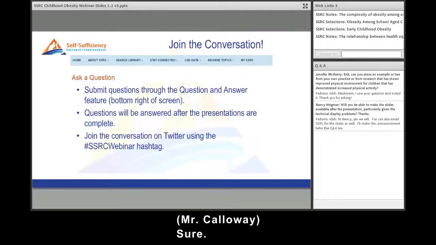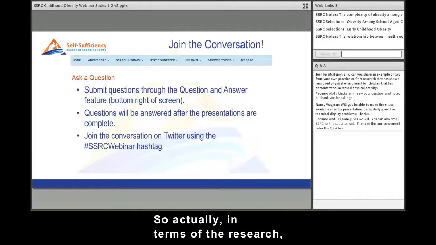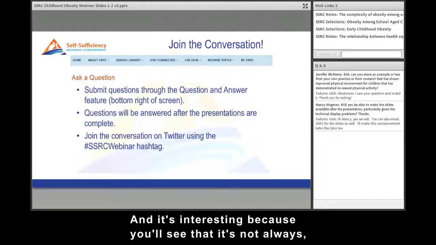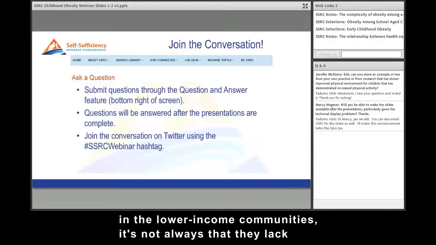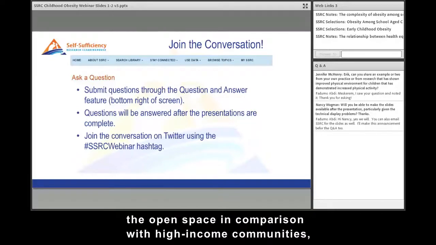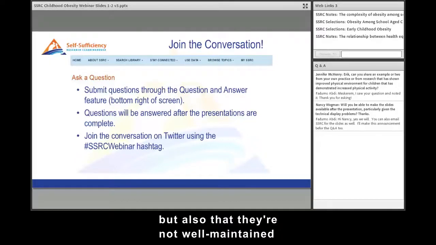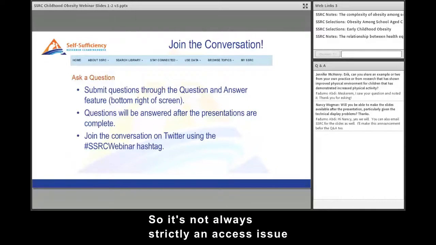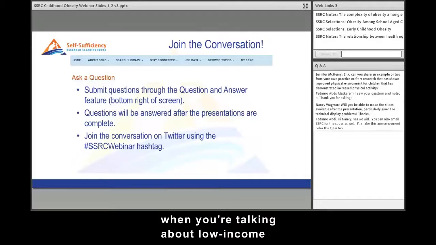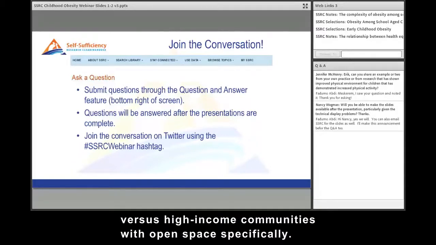Sure. So actually, in terms of the research, I think it generally has focused a lot just on availability or lack of availability, and it's interesting because you'll see that it's not always in lower income communities. It's not always that they lack the open space in comparison with high income communities, but also that it's not well maintained or it's not safe. So it's not always strictly an access issue when you're talking about low-income versus high-income communities with open space specifically.